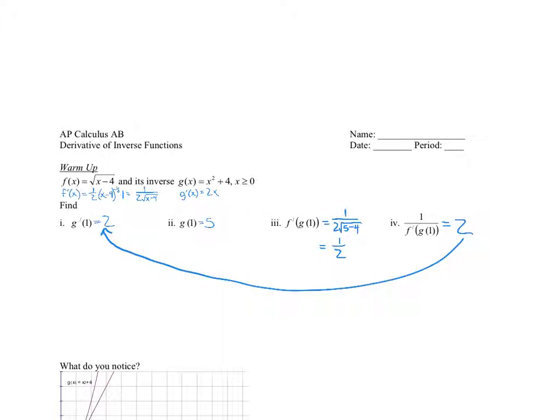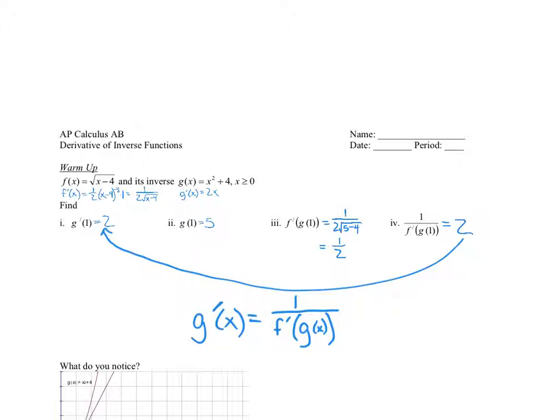We're going to look at this a little bit more. This is the key part that we want to notice here: the derivative of the inverse, f inverse prime of x, is going to equal 1 over f prime of f inverse of x. Or if you will, since we know that f and g are inverses of each other, we can simply say that g prime of x is 1 over f prime of g of x.